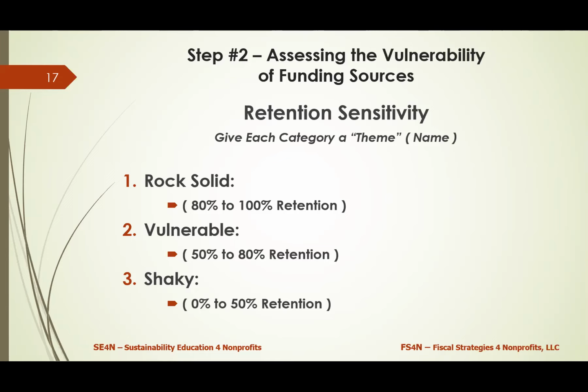I was doing an engineering society. They didn't like the word shaky, so we replaced that with a more, you know, volatile, I think is the word we put in there. And you'll see the percentages could change among different organizations. But I really like this for a general starting point, a theme. The rock solid would be funding sources that won't change or only change slightly, vulnerable are those that change significantly, and shaky are some of the ones that could actually disappear.